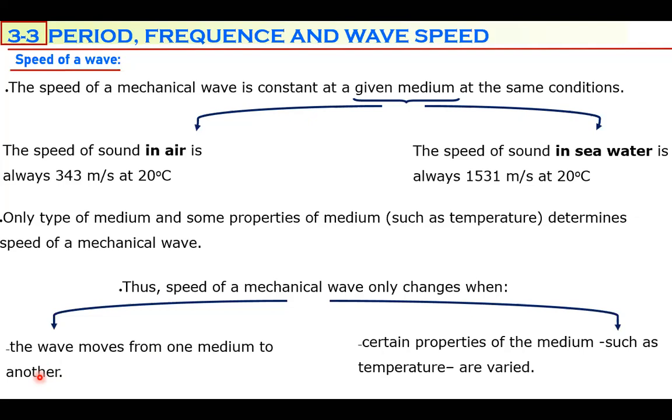So it can change. Or you can change some certain properties of the medium, such as temperature. For example, cold air, hot air. In cold air, speed of a wave is small, but in a hot air, speed of a wave is greater. So that's why two things can change the speed of a mechanical wave. One of them is type of the medium. Second one is property of the medium. By changing the properties, it's also possible to change the speed of a wave in a medium.